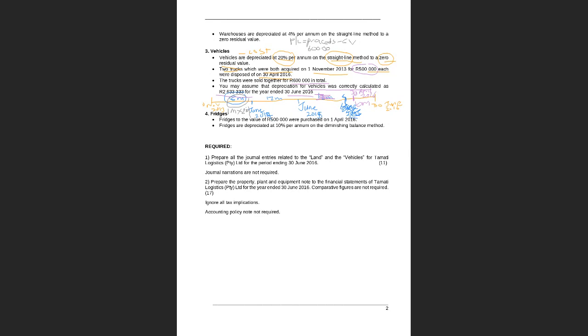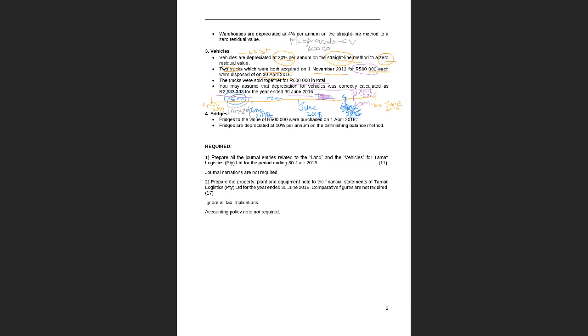Okay. Then for the year ended 30th of June 2015, we're depreciating it for the whole year. So my calculation is going to be 1 million times 20%, and it's for the full year, so there's no need to apportion. And the answer to that is 200,000. Any questions?